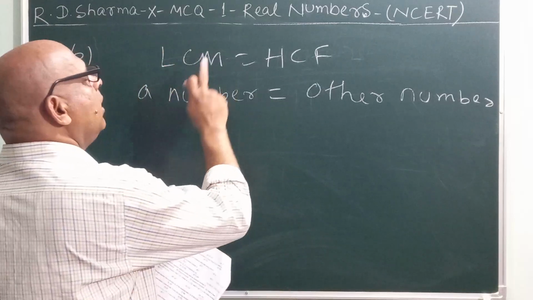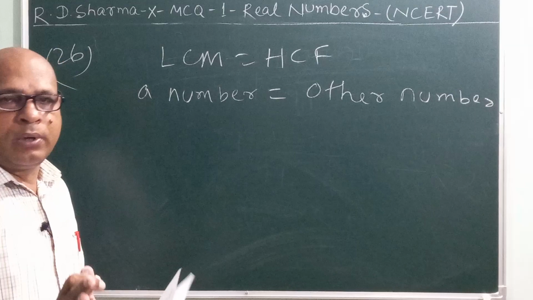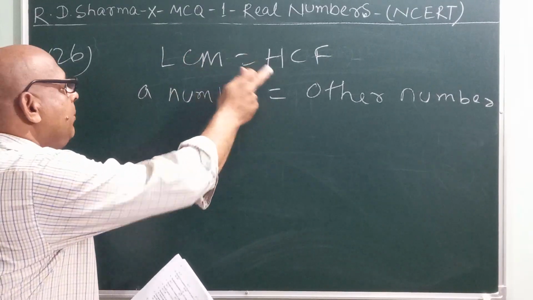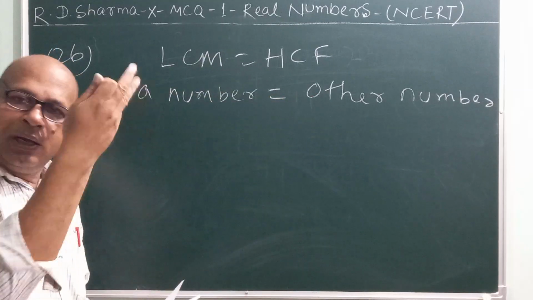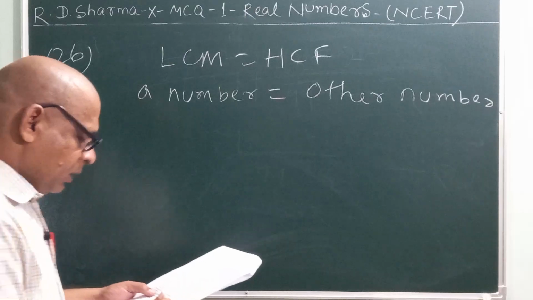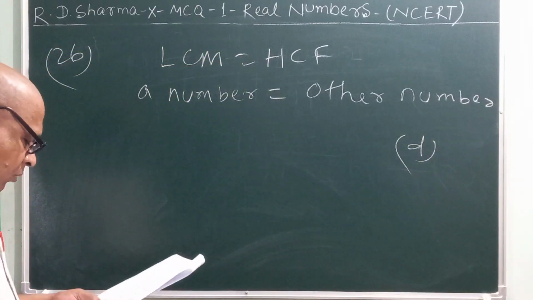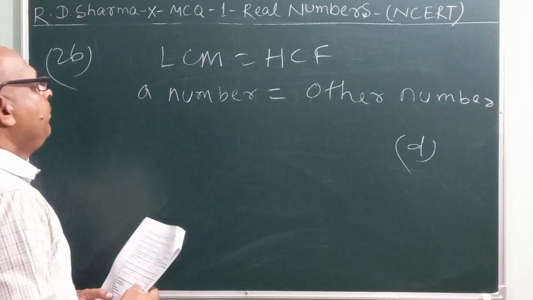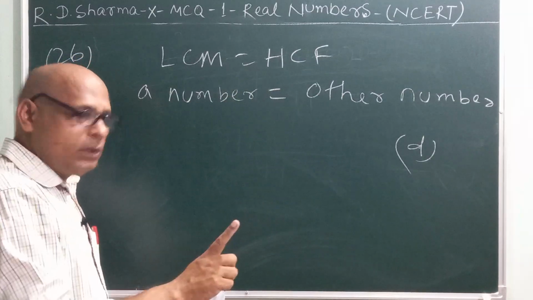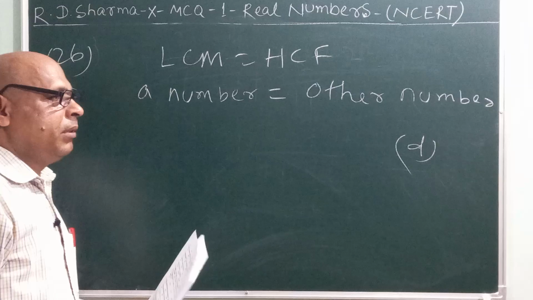Because LCM into HCF equals the product of the two numbers. So if LCM equals HCF, one number must equal the other number. Answer 26 is D. When LCM equals HCF, then one number equals the other number, because LCM into HCF equals the product of two numbers.